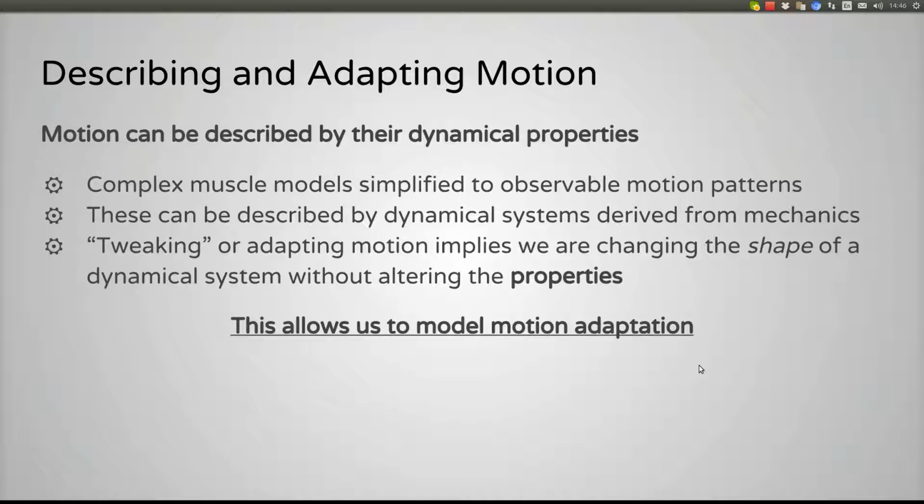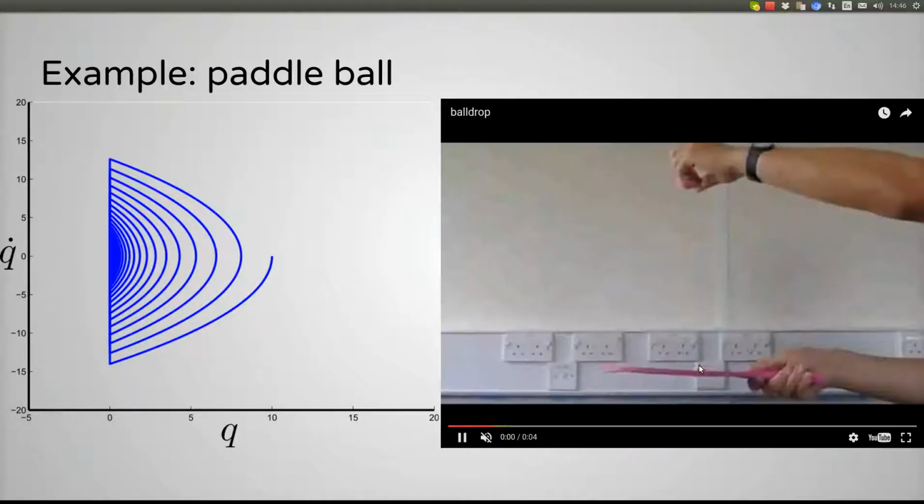So if we have the equations of motion for this dynamical system, we can then start talking about some maths which will help us change the shape of this dynamical system without altering the properties. And again, those properties are the basin of attraction, the fact that it is a limit cycle attractor, and things like that. So if we can tweak this dynamical system without changing its properties, we've achieved motion adaptation, which is basically the fundamental premise here.